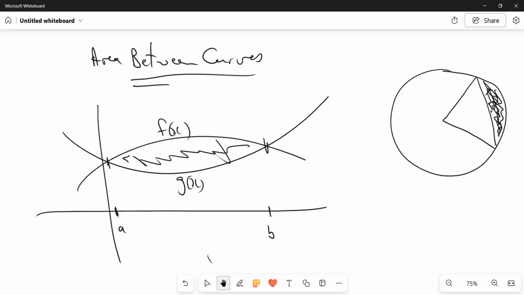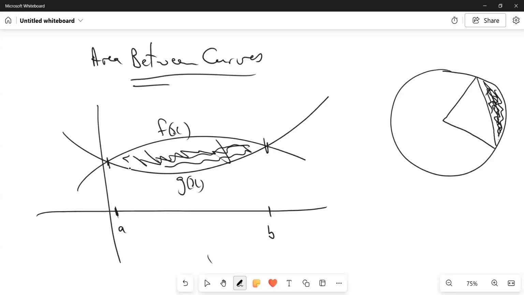Isn't there a formula to find the sector by itself? Yes, there is. So what if you find the area of the sector and then find the area of the triangle and subtract both? Brilliant. That is what I'm talking about. That's the idea there, and that is what we're going to apply here. We want this area.